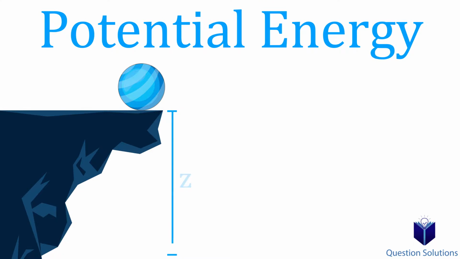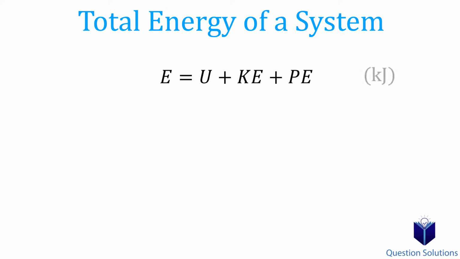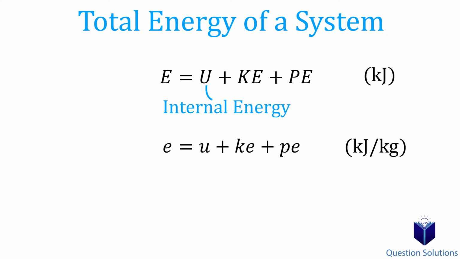Potential energy is mass times the acceleration due to gravity times height. On a unit mass basis, we divide it by mass, so we get just the acceleration due to gravity times height. The units are the same as kinetic energy, so kilojoules per kilogram. The total energy of a system can then be represented with this equation when we consider kinetic and potential energy. Here, the letter U represents energy relating to the molecular structure of a system. In other words, internal energy of a system. If we write this on a unit mass basis, we just use simple letters.